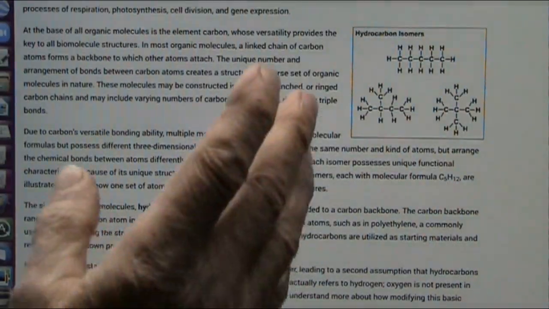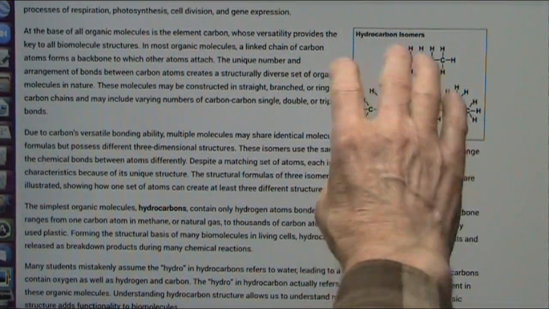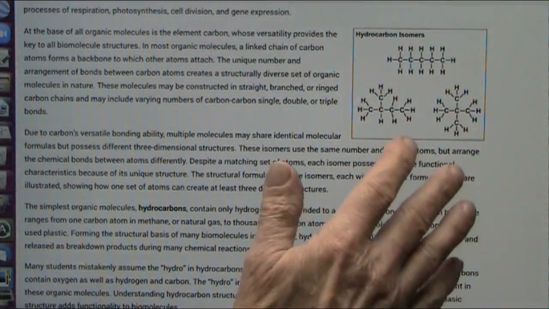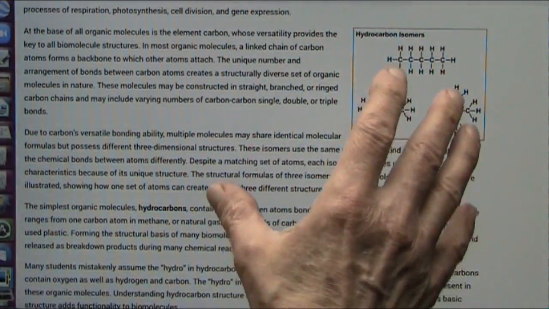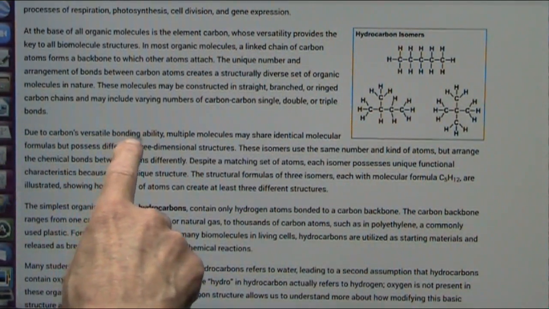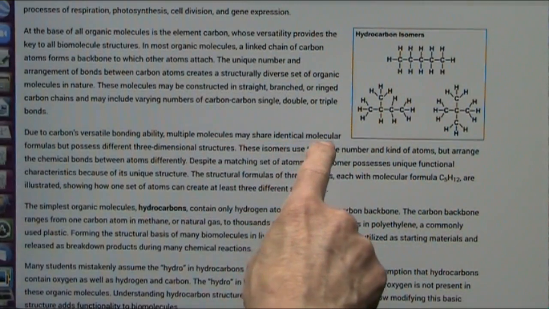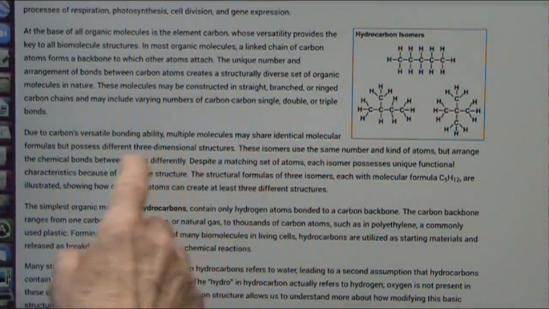Now, I told you, you can have the exact same number of hydrogens and carbons, and they can be totally different types of explosiveness. And here's what it says. Due to carbon's versatility of bonding ability, multiple molecules may share identical molecular formulas. Exactly the same.